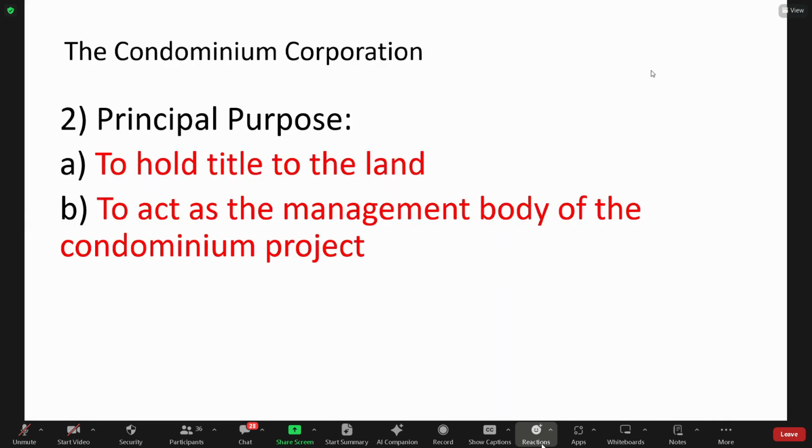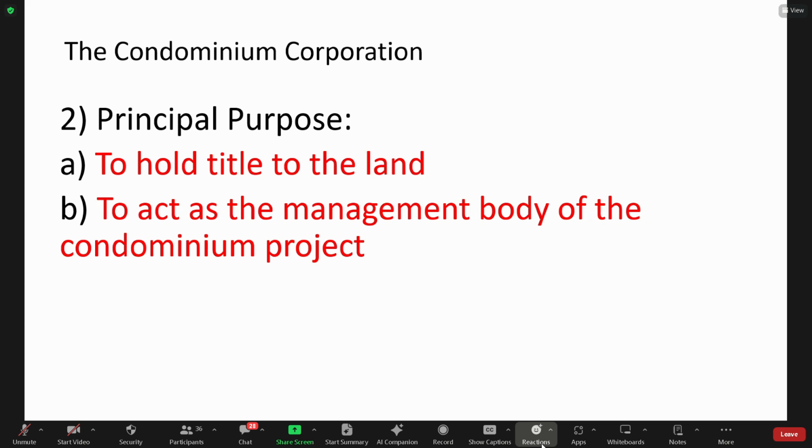What is the principal purpose of the condo corp? There are only two principal purposes. Number one, to hold the title to the land. So the condo corp and its assignee will hold the title to the land. Letter B, it will act as the management body of the condominium project.